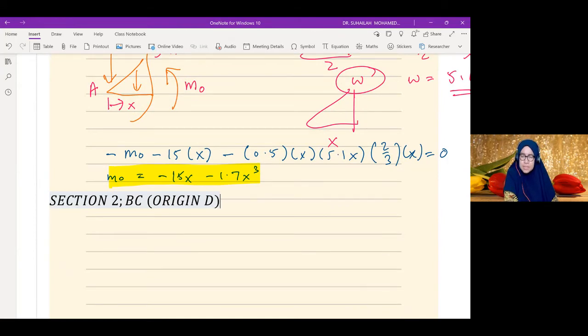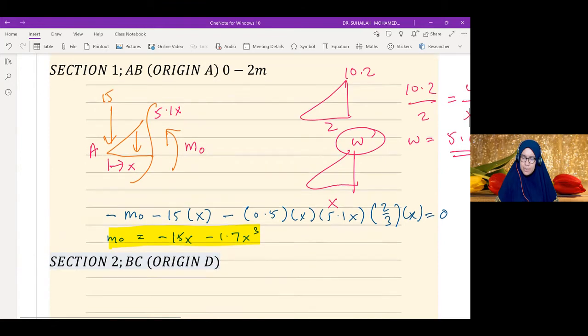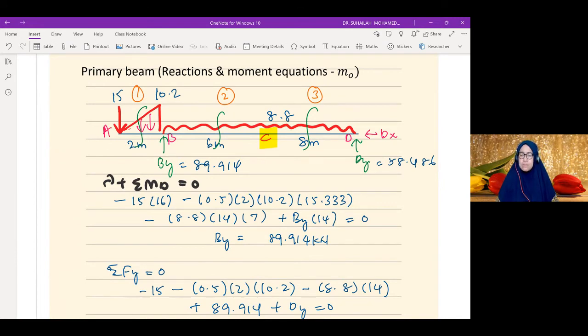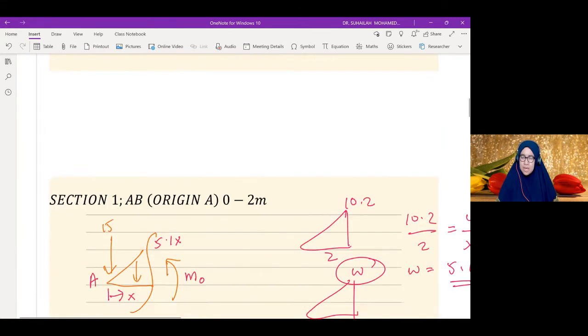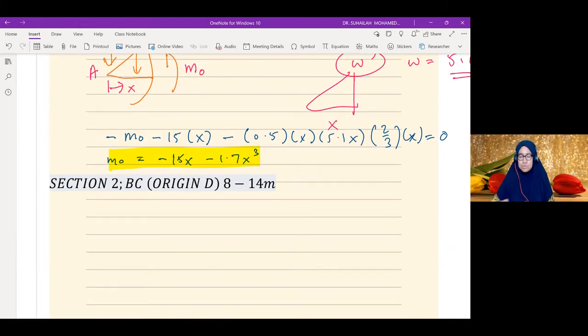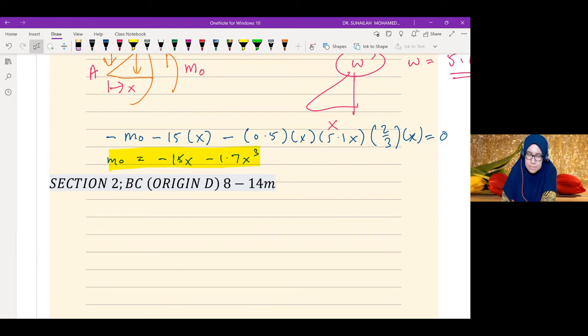So when D is the origin, the limit will be from 8 to 14 meters, the limit of X. Okay, section number 2, BC, origin at D. So what we have is this.